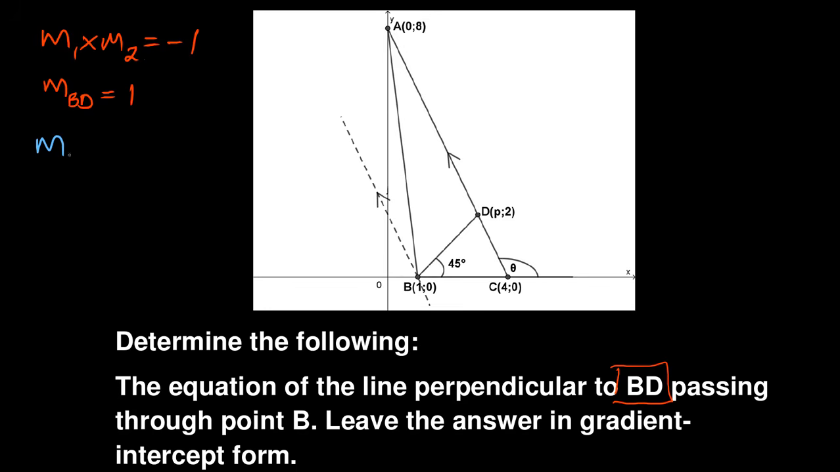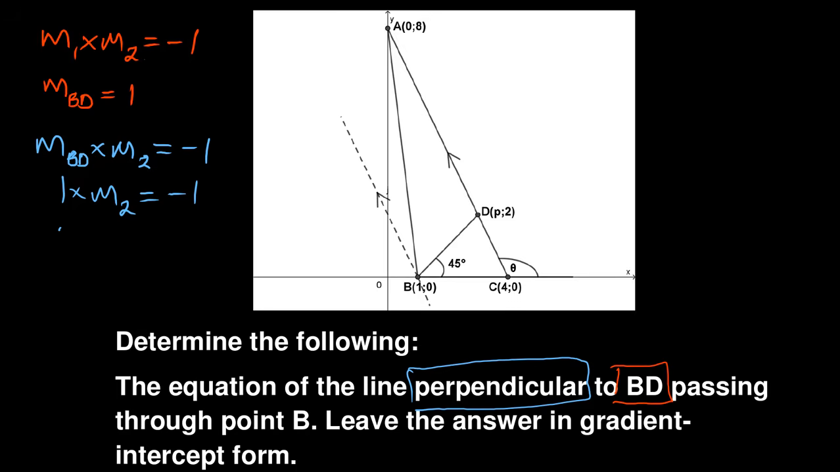So if I say m of BD, because these lines are perpendicular, times m2, which is the second line, it must give me a -1 because they told me these lines are perpendicular. And then I know the gradient of BD is 1, so 1 times m2 is -1. Therefore, I know now my m2 is equal to -1.